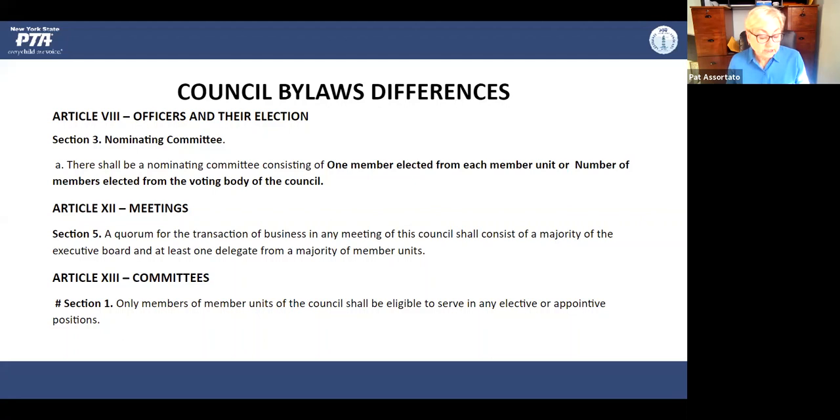Article 13, Section 1 prescribes who is eligible to serve in any elected or appointed position. And that covers all the differences between the unit and council bylaws.